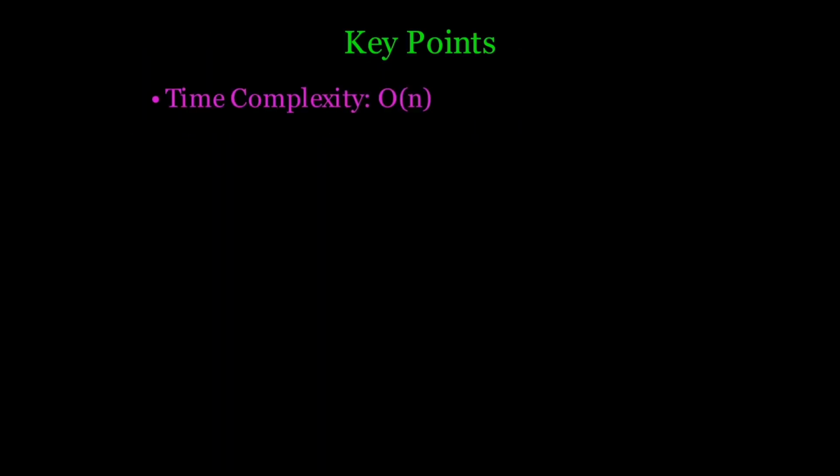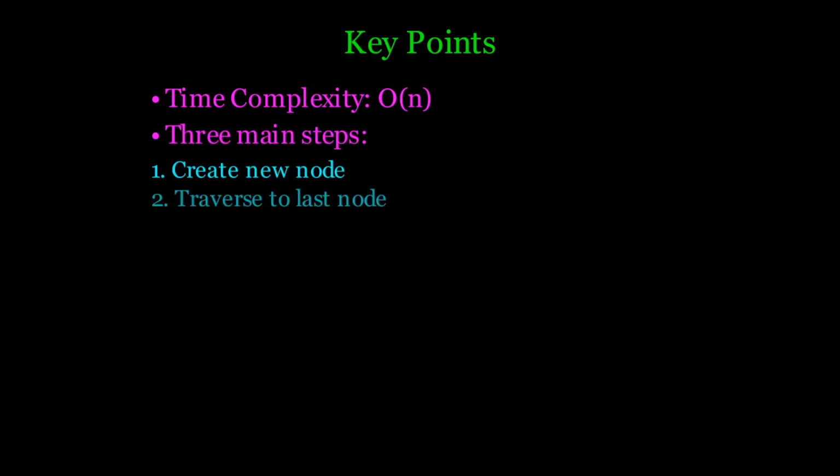Here are the key takeaways. Inserting at the end of the linked list has a time complexity of O(n) because we have to traverse the entire list. The process involves 3 main steps: creating a new node, traversing to the last node, and linking the last node to the new node.